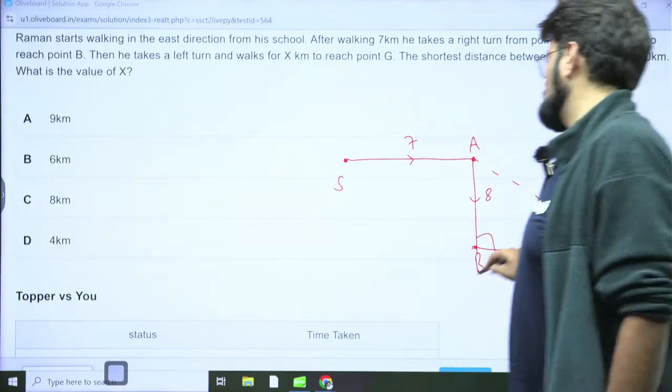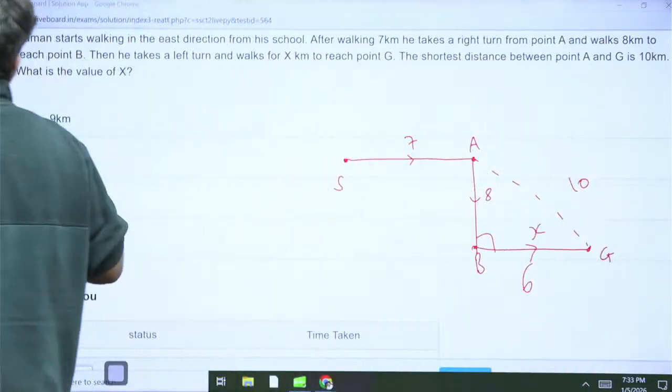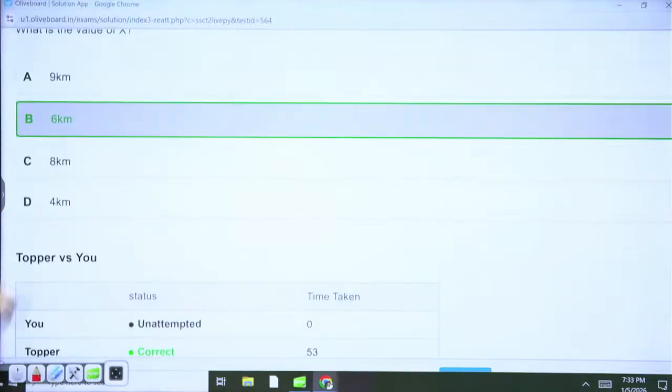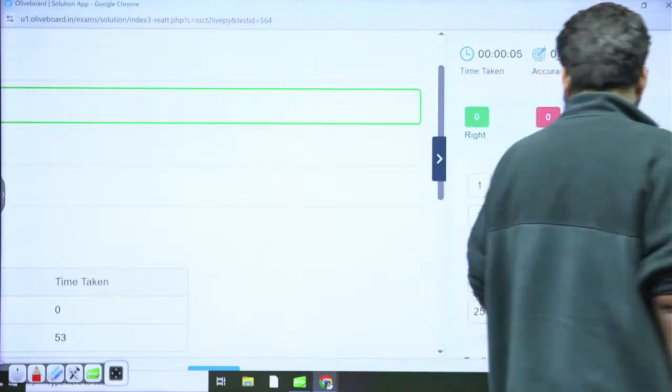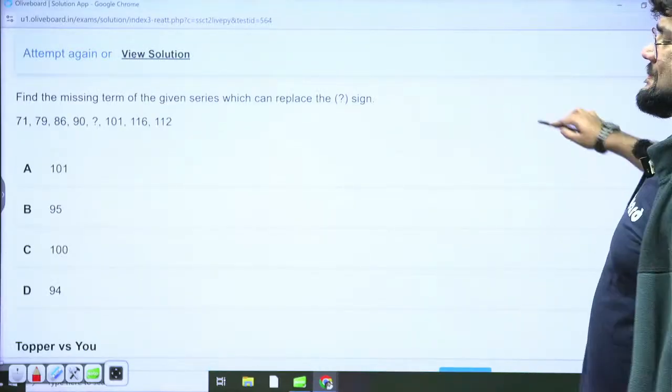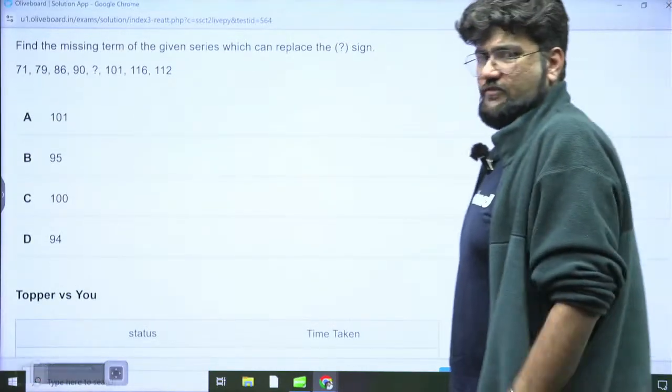6. Pythagorean triplet. 6, 8, 10. Easy. 53 seconds. Why? Why 53 seconds? This was a 30-35 second worth question. Don't get very slow when you have to draw figures. Be very quick about it.